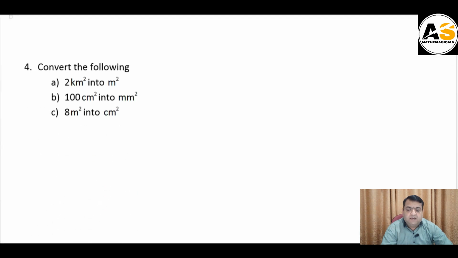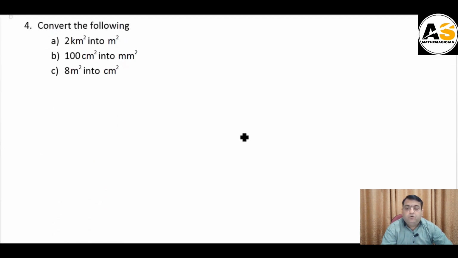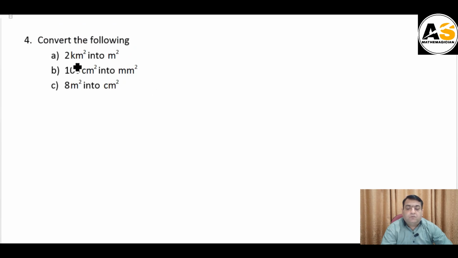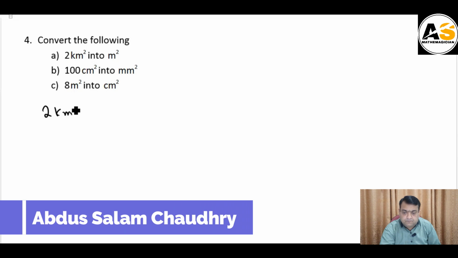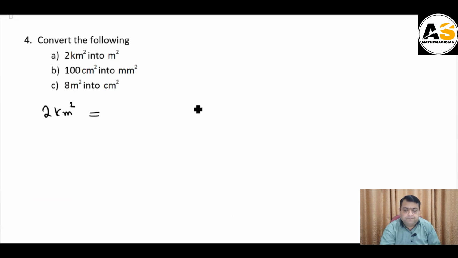Student, next lesson, next question. Now we are going to convert square units into smaller or larger square units. Convert 2 kilometer square into meter square. 1 kilometer is equal to 1000 meter. 1 kilometer square is equal to 1000 square meter square.